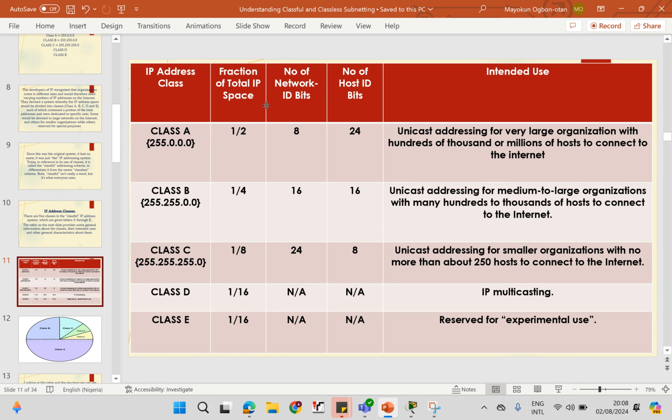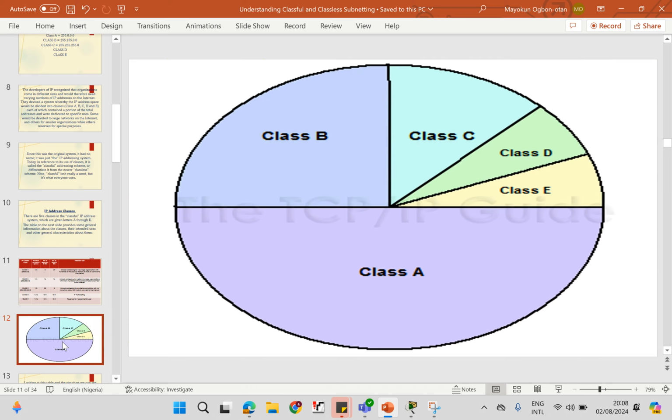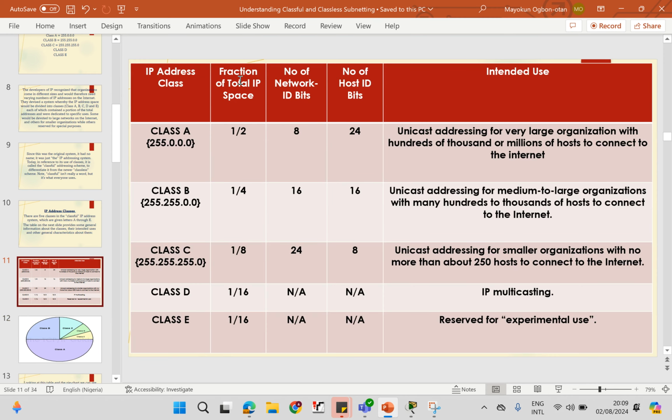The total IP space in the world. Let me show you the pie chart. Look at this pie chart. Can you see it? Yes. Can you see that if the whole IP address space in the world is 100, class A alone takes 50%? It is half of the entire space. Exactly. So that's why you see it here: fraction of total IP space, 1/2.